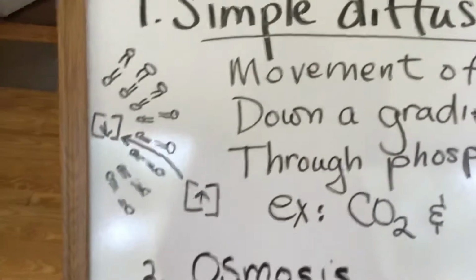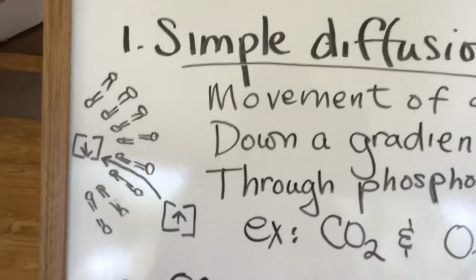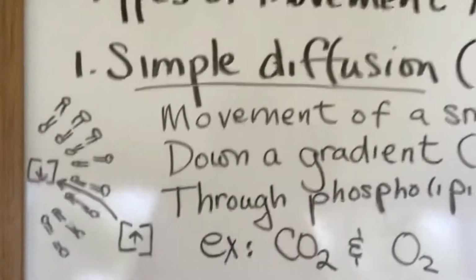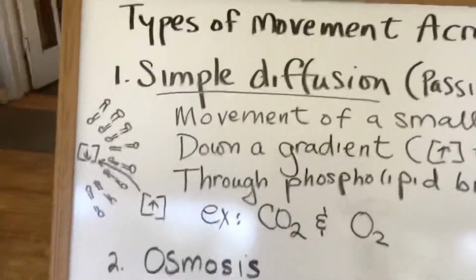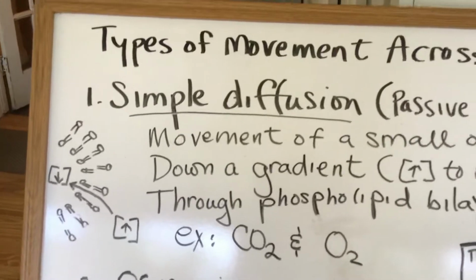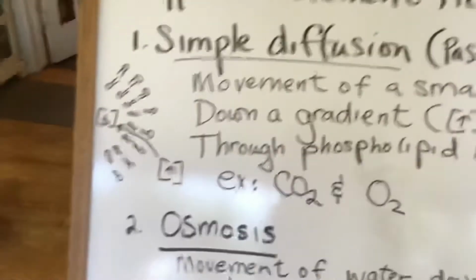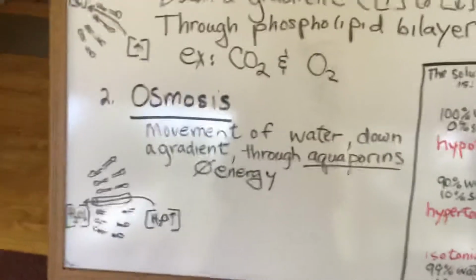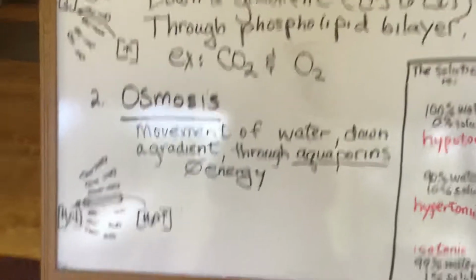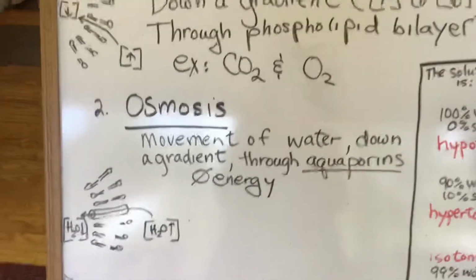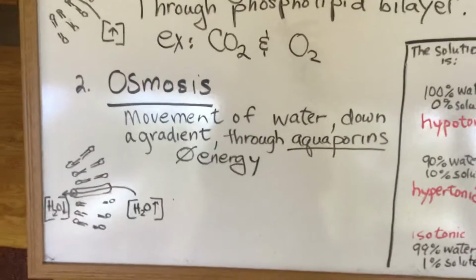So this is a very fast way of things getting in and out of cells. But also there's not that many molecules that can actually do it, all right? Because many things in biology are going to have a charge of some sort. A perfect example of that is water, which is the next type of movement, which we call osmosis. Osmosis is the movement of water down a gradient or with a gradient, so that's pretty much the same, except we're just talking water now.